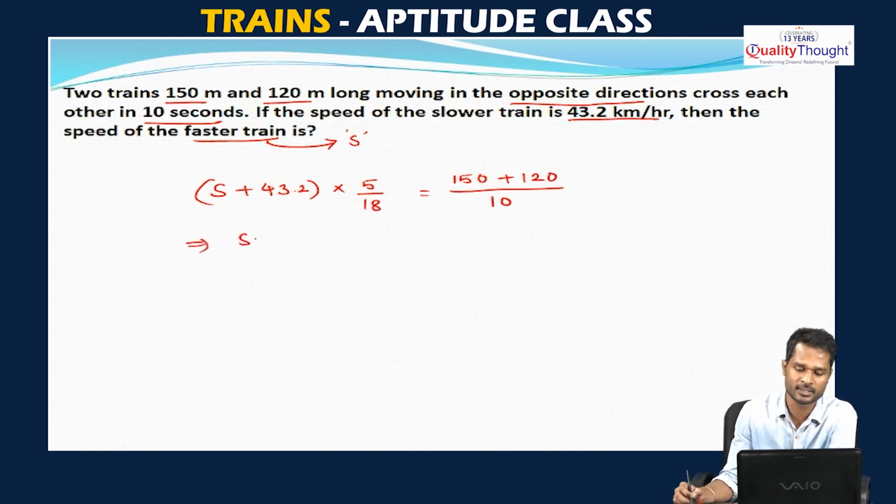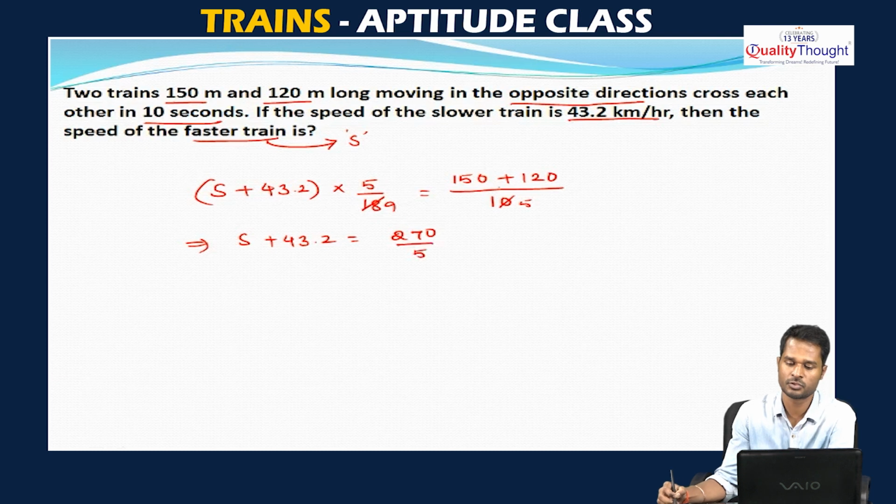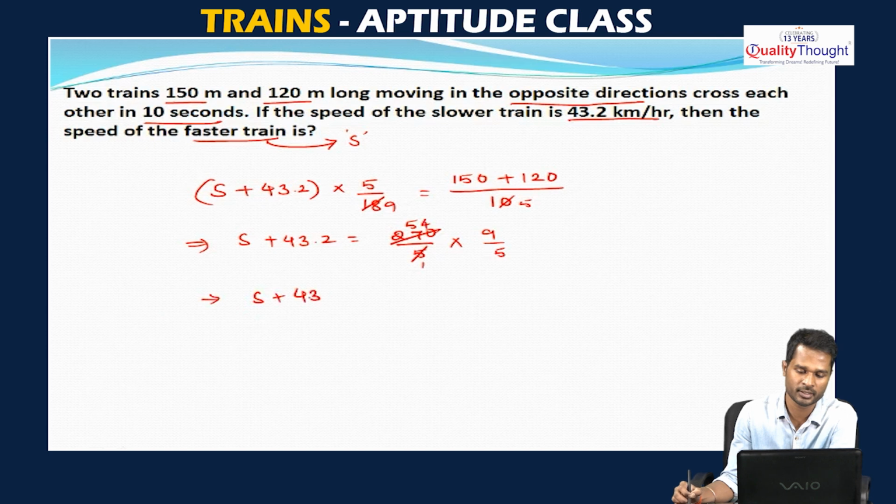So, before that, this is 2 nines are 18, this is 2 fives are 10. So, s plus 43.2 is equal to 270 by 5, and the 5 by 9 on this side will become 9 by 5 on that side. Now, simplify it, this is 5 ones are 5, 5 fives are 25, 5 fours are 20. Now, write the other step: s plus 43.2 is equal to. So, simplify this again.